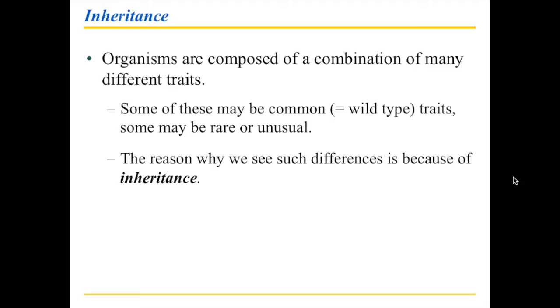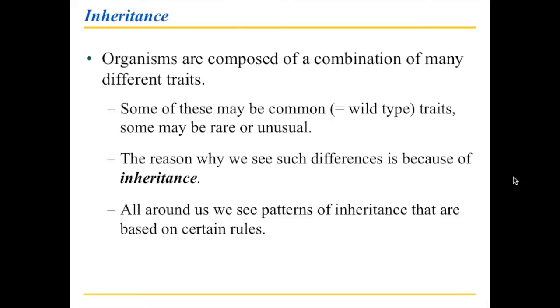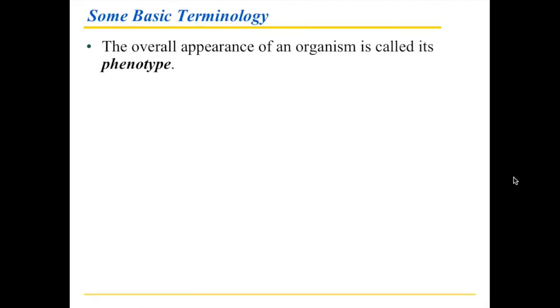The reason why we see these differences and why we see certain frequencies in these differences is because of the rules of inheritance. Inheritance means that you are going to pass things from one group of individuals, from the parental generation to the offspring generation, and you see patterns emerge when you do this a lot. And based on these patterns, we can recognize that there must be certain underlying rules about this whole thing. So that's what this chapter is all about. We're working through the rules of inheritance.